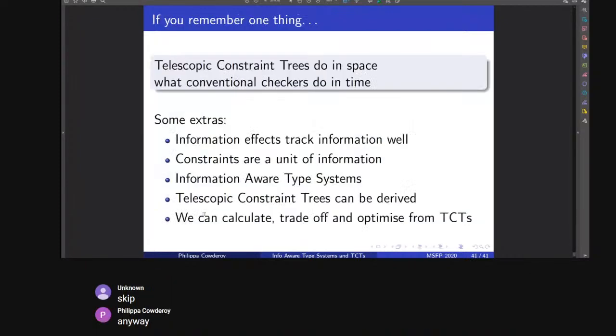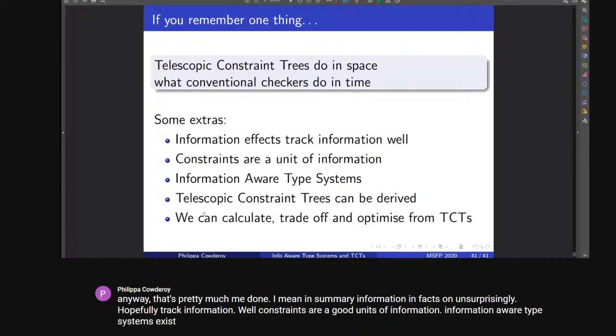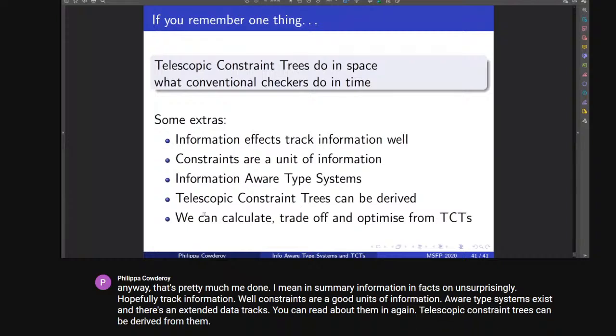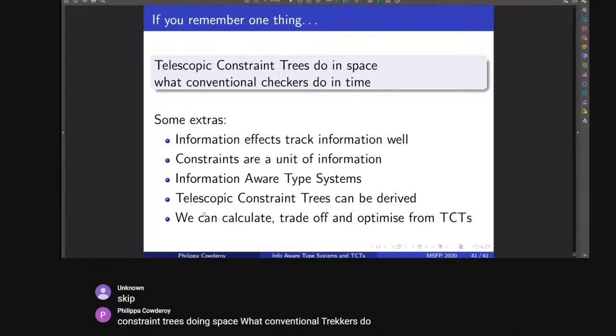Anyway, that's pretty much me done. In summary, information effects, unsurprisingly, hopefully, track information well. Constraints are a good unit of information. Information-aware type systems exist, and there's an extended abstract you can read about them. Telescopic constraint trees can be derived from them. We can calculate trade-offs and optimize from them. But if you remember one thing, telescopic constraint trees do in space what conventional checkers do in time.